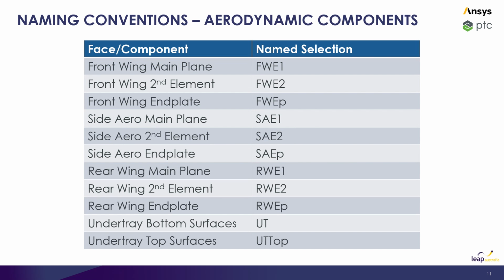The following naming conventions are used for the aerodynamic components. For example, the front wing is shortened to FW, side aero is shortened to SA, rear wing is shortened to RW, and the undertray is shortened to UT. And then the named selection is suffixed by what element or component it is. So the main plane of the front wing, for example, would be FWE1, the second element would be FWE2, the second element of the side aero would be SAE2, and so on for the rear wing. And then the undertray itself is split into the undertray bottom surface, which is the UT, and then the undertray top surface, which is the UT top.